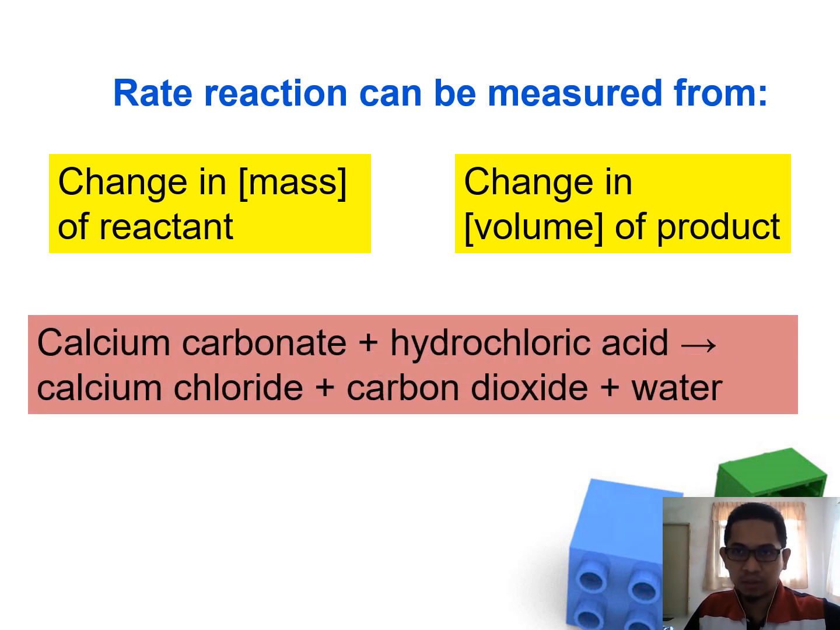For example, this reaction: calcium carbonate plus hydrochloric acid produces calcium chloride, carbon dioxide, and water. So, we can calculate the rate of reaction by measuring the change in mass of the reactant per unit time, or the volume of carbon dioxide collected per unit time.